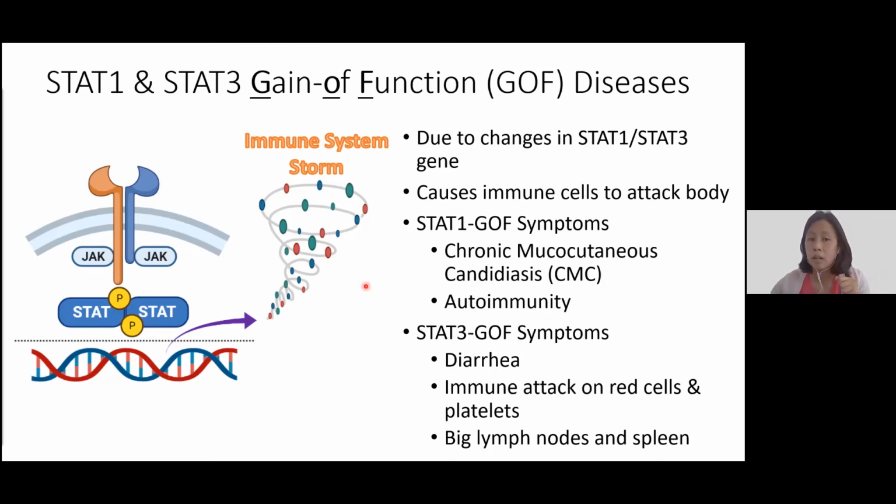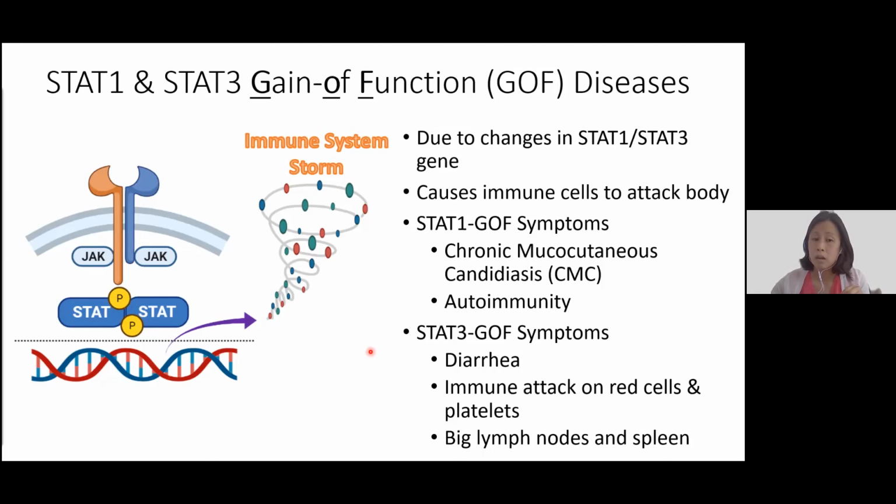Patients can also develop a lot of autoimmune problems, such as attacks on the gut, and develop a lot of diarrhea. In the case of STAT3 gain of function patients, patients also can develop diarrhea. So similar to STAT1, their intestines are being attacked by the immune system, and so they have poor growth. The immune system can also attack different parts of the blood counts, so they can have low red blood cells and low platelets from it.